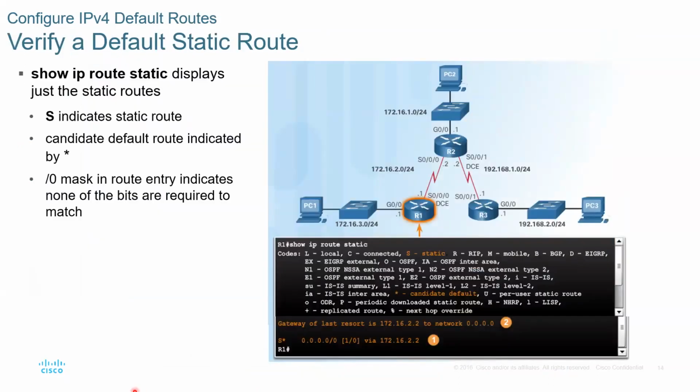Verifying a default static route. So you can see we're doing the show command on R1, show IP route static. The S stands for static. The asterisk is a candidate for a default route. And the /0 means no matching bits are required. We'll talk more about matching bits a little later with ACLs and also summarization routes.